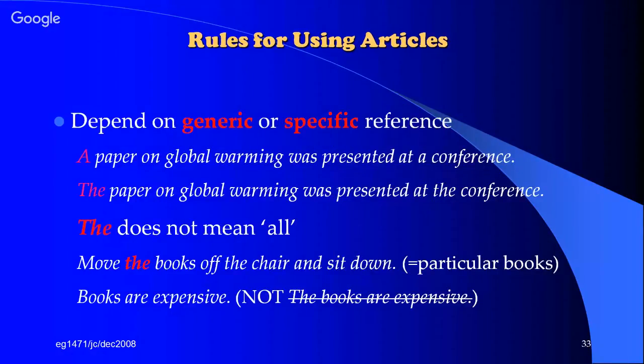Rules for using articles depend on the generic or specific reference. A paper on global warming was presented at a conference. The paper on global warming was presented at the conference. So now here we have a paper, a conference. The paper, the conference. When we say a paper on global warming was presented at a conference, we are talking about some conference.